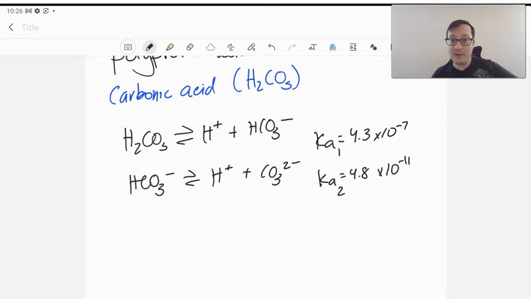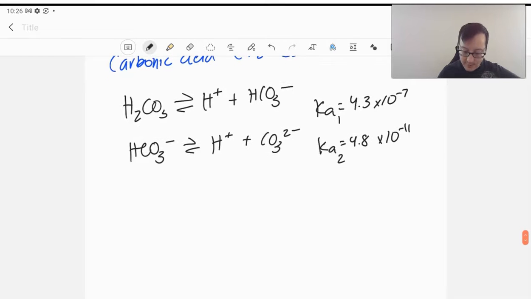So sometimes with phosphoric acid, for example, we might be comparing Ka2 and Ka3, because that one has 3 protons. But in this case, we see that the difference between carbonic acid and bicarbonate's Ka values is about 10 to the 4. And we're going to see through an example that the amount of acid coming off from the second dissociation is negligible compared to the first.